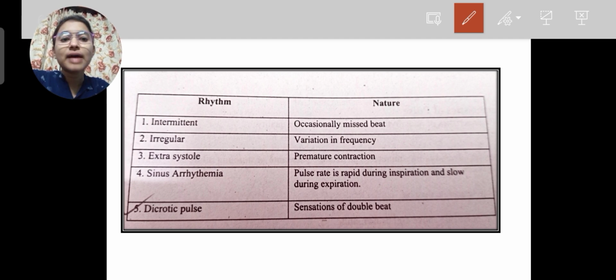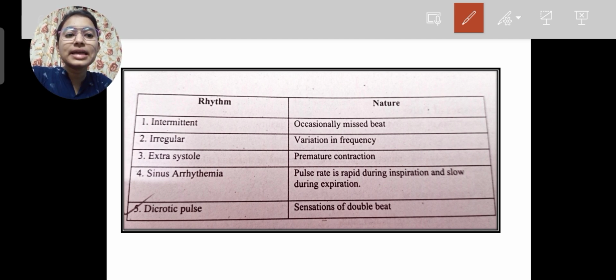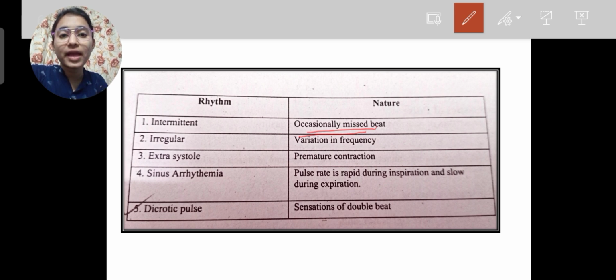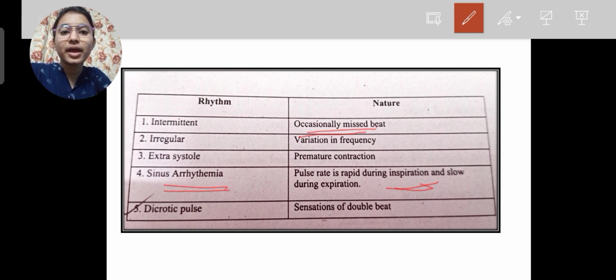Now, what are the abnormalities in the rhythm? First, intermittent rhythm, which we have already learned, is an occasionally missed beat. Then irregular rhythm means variation in the frequency. Then extrasystole means premature contraction, meaning the ventricle contracts very early. Then sinus arrhythmia, in which the pulse rate is rapid during inspiration and slow during expiration. So remember sinus arrhythmia: the pulse rate increases during inspiration and slows down during expiration.